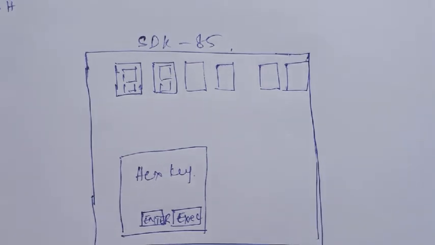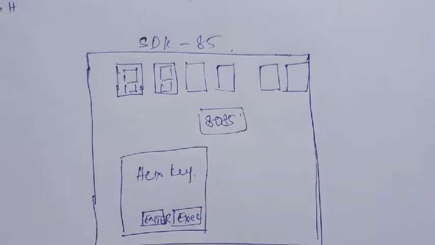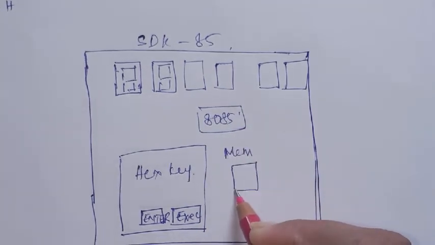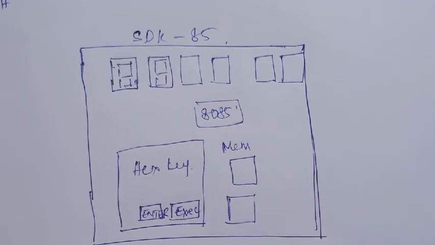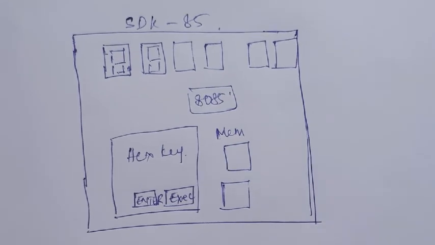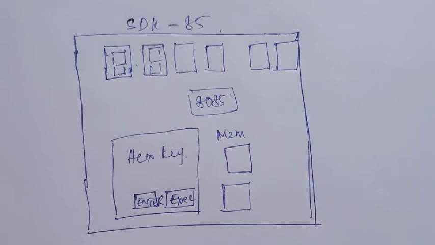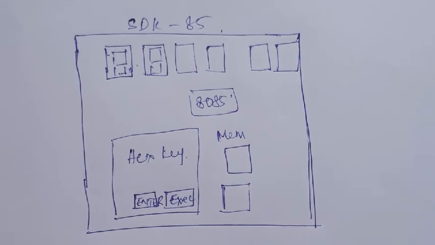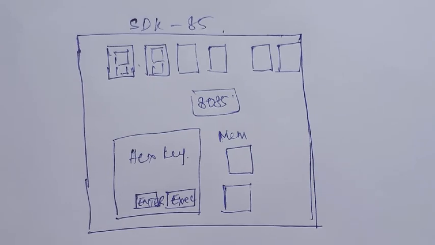Okay, and you'll have the 8085 chip on this board, and you'll have memory chips on this board, read/write memory and ROM memory. You'll also have other I/O interfacing devices, because these are interfaced using I/O interfacing. We'll not discuss that now. These are the basic things which you will see and use in the kit.